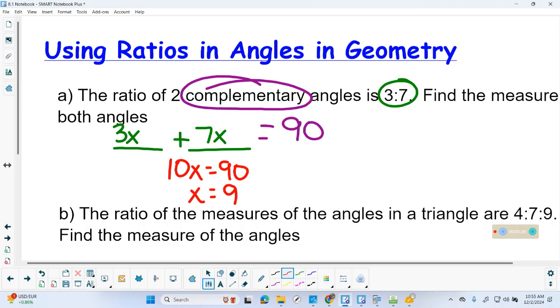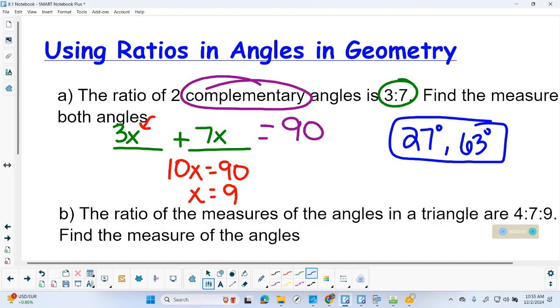9. Now, the final answer, remember, wants the measure of the angle. So you got to do a little back substitution, so to speak. Put 9 in here for x. What's 3 times 9? So I'm going to put 27 degrees. What's your second angle? What's 7 times 9? 63. And obviously, 27, 63, they combine to 90 degrees. We've seen these types of problems before. It's been a while. Might just need a little review.